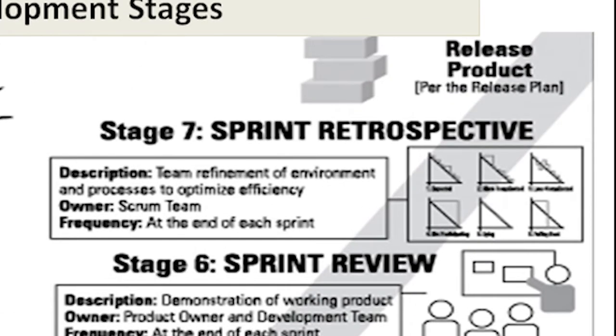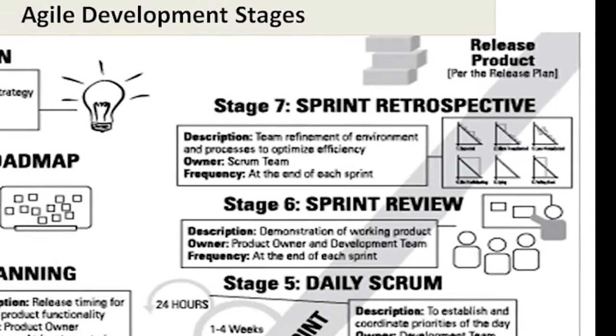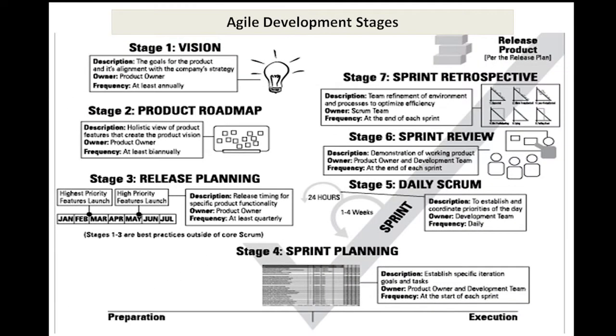Likewise, in Stage 7, the team holds a sprint retrospective at the end of each sprint to discuss how the sprint went and plan for improvements. Stages 3 through 7 happen in every sprint until the project is completed.